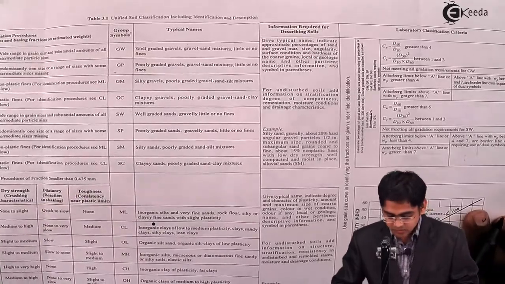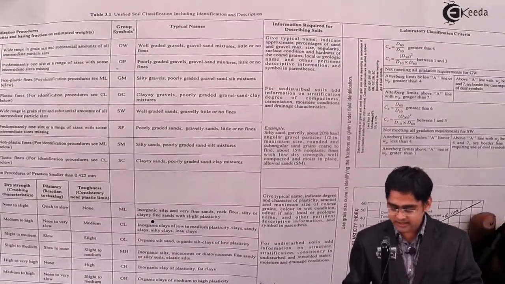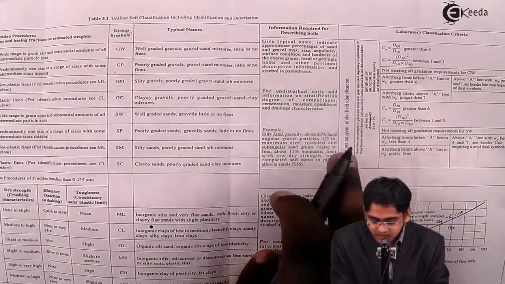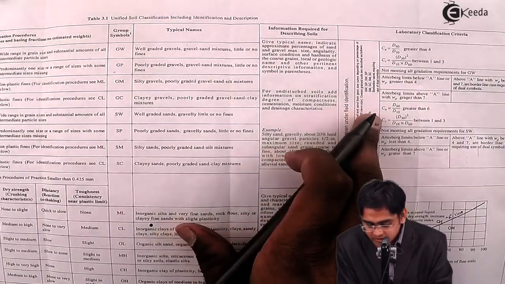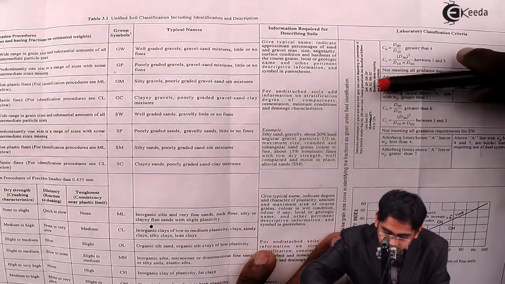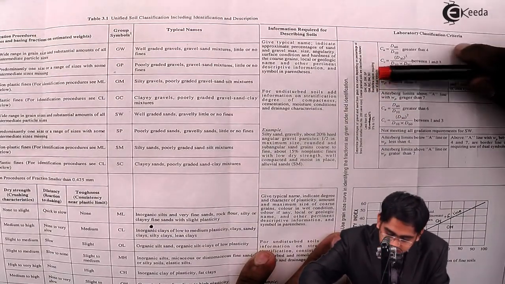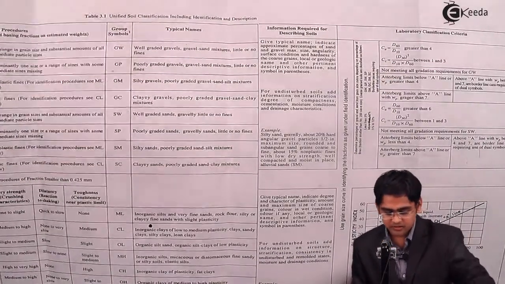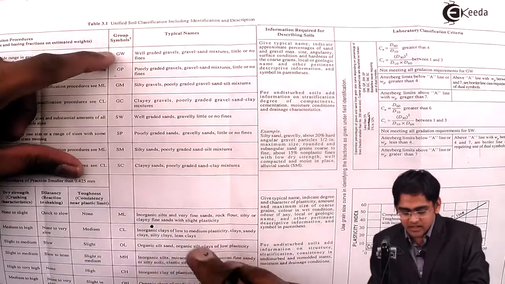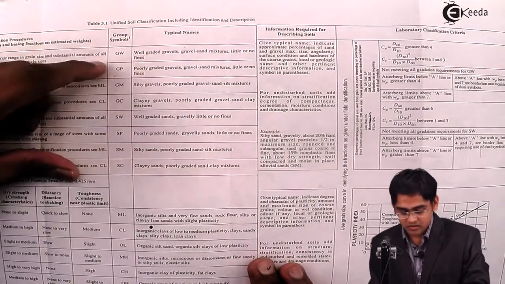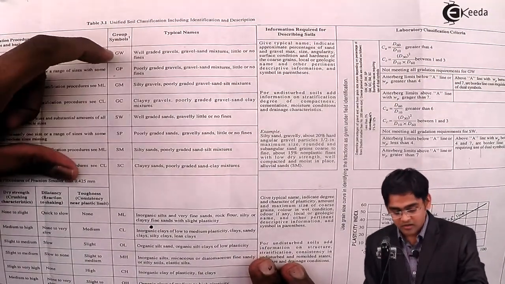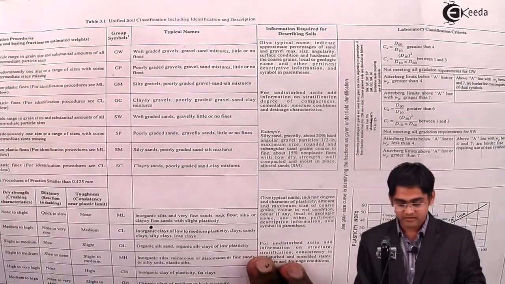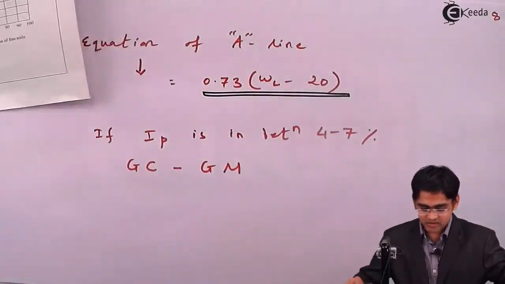And correspondingly, if the percentage finer than 75 micron lies in between 5 to 12%, here also, if you read, borderline cases require a dual symbol. So here dual symbol means either well graded clay gravel or poorly graded clay gravel, or poorly graded silty gravel. So like that we have to give symbols.